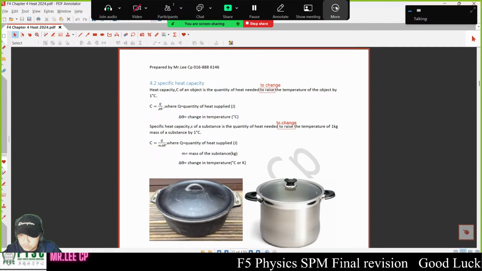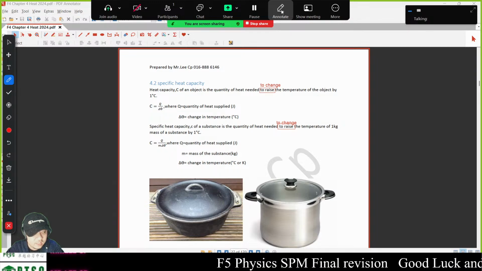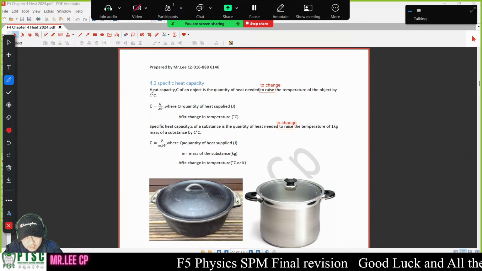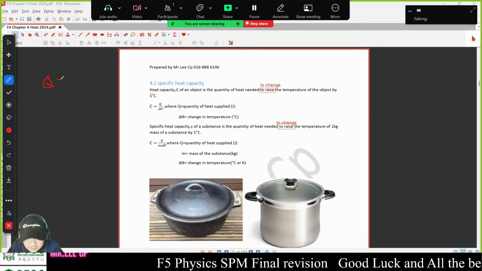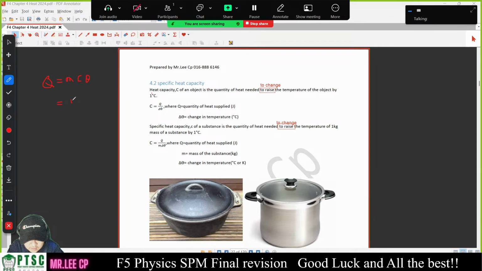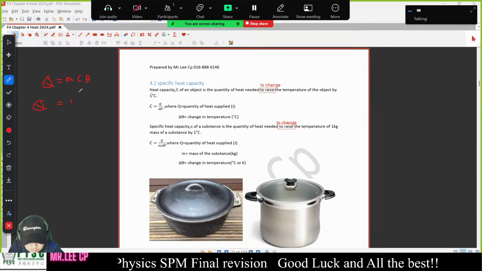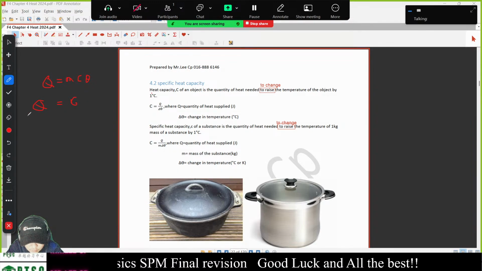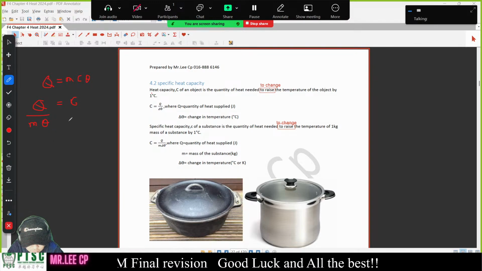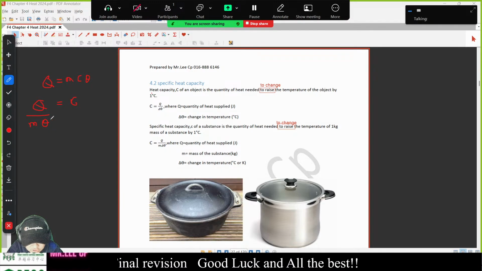4.2, heat capacity. So what is heat capacity? Q is equal to mc theta. I want to find C, I want to know what C is. So m has to go down and theta has to go down. So C is equal to Q over m theta.